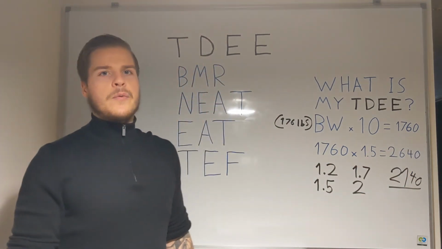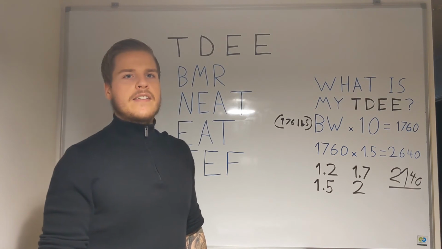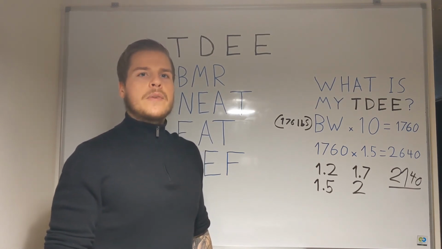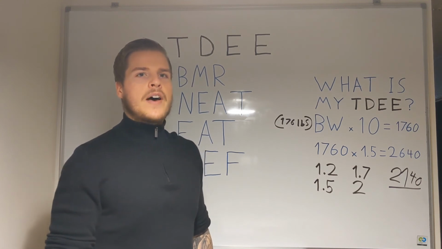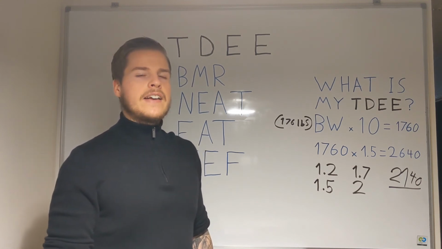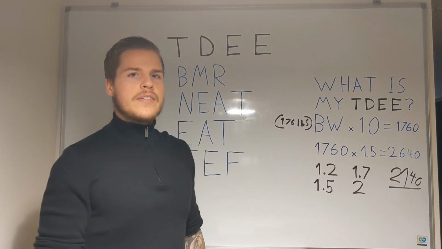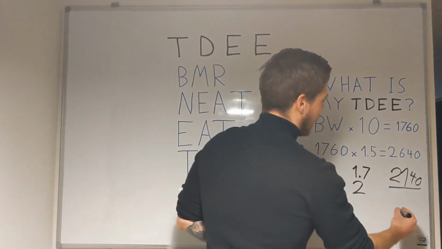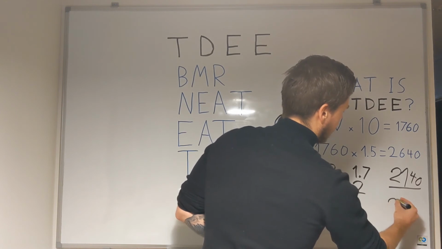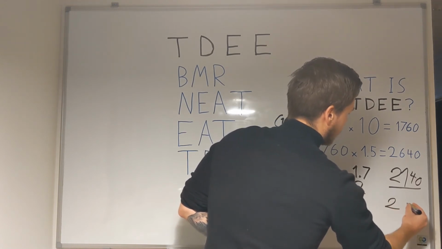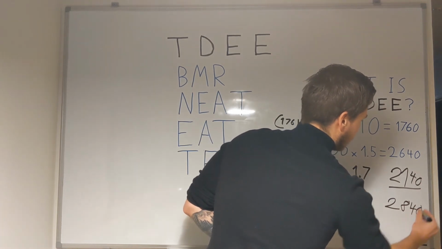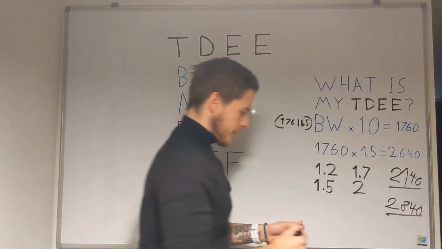On the other hand, if I wanted to maximize my muscle gains, then I would have to be in a surplus. But the downside of being in a surplus is that some of it is going to be fat gained that we have to lose in the future. So maybe I would start with a surplus of 200 calories. That would mean that I would be eating 2,840 calories each day.